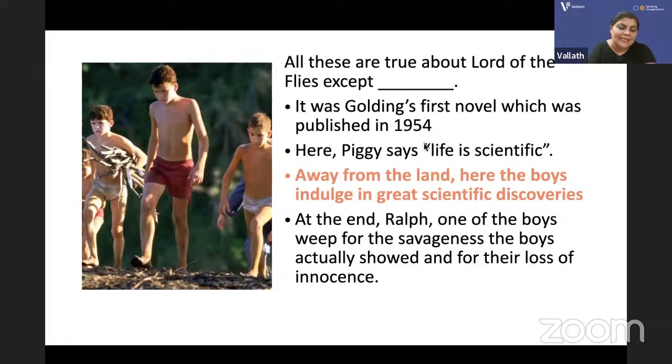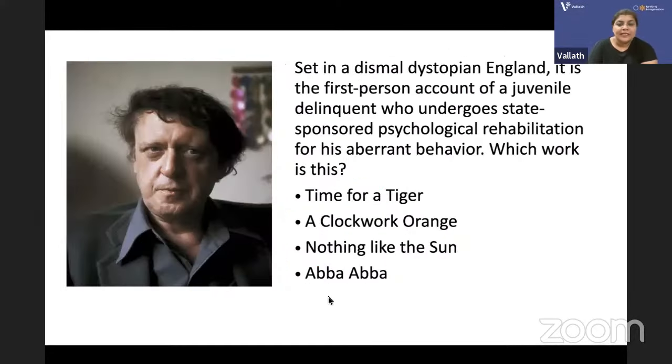Which Orwellian character says, Napoleon is always right? Ankita, I think it was Napoleon in Animal Farm. No, Boxer, Boxer. Boxer, yeah. Napoleon is always right. Boxer the horse says. Very good.